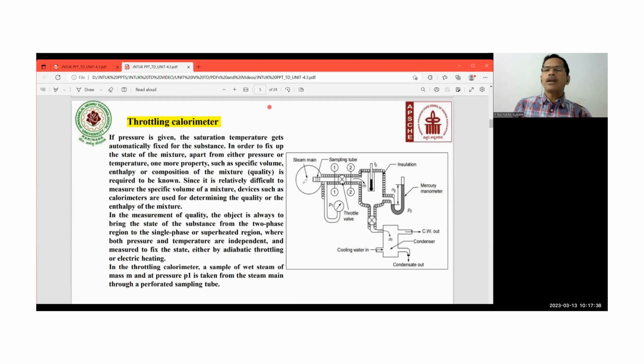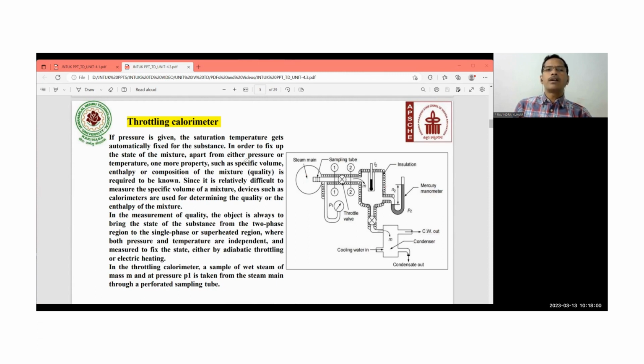So this is the steam main. In thermal power plants, you can observe this. In a steam pipeline, the steam is passing through the pipeline, and if you want to find out the quality of that particular steam, there is one experimental setup. With that experimental setup, you can easily estimate the quality of a steam.